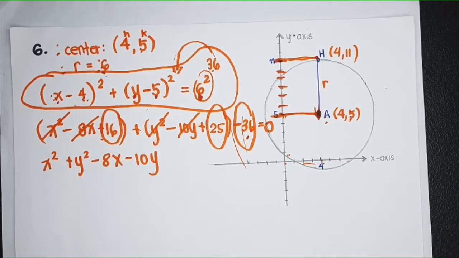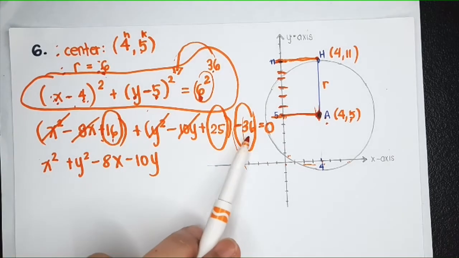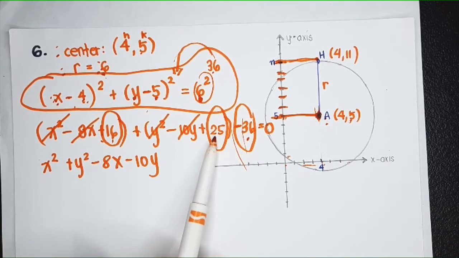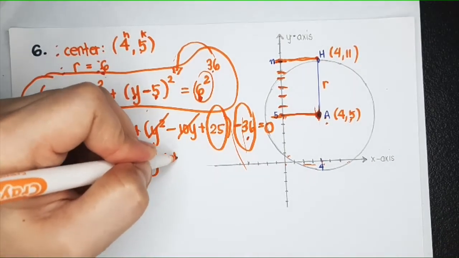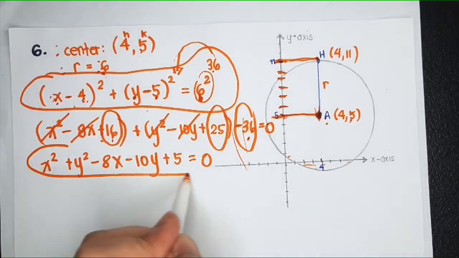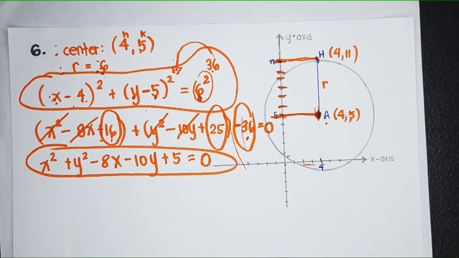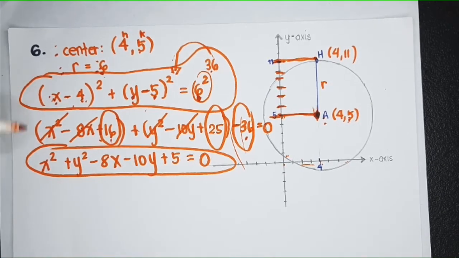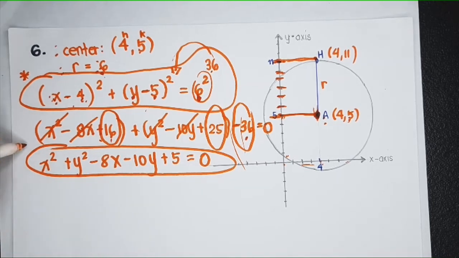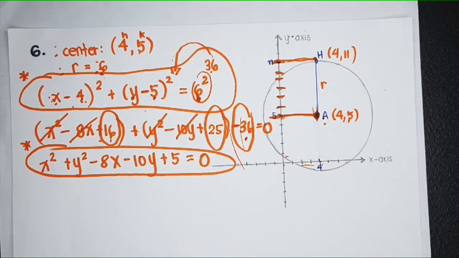What do you get? You will get, ano yan? Ito, tsaka ito, you only have negative 20. Tapos, plus 25, you'll get 5. Alright? So, this is the general form. So, pwedeng dalawa yung sagot dito, depende kung anong gusto ninyo. Okay? This is the standard form. This is the general form.